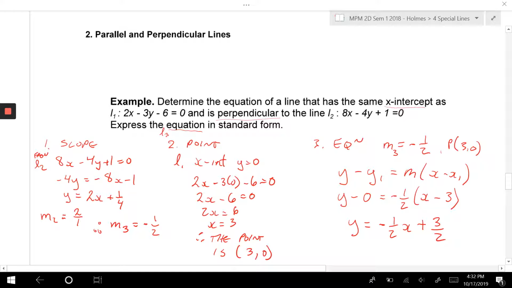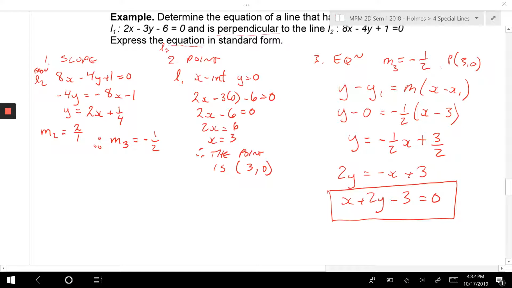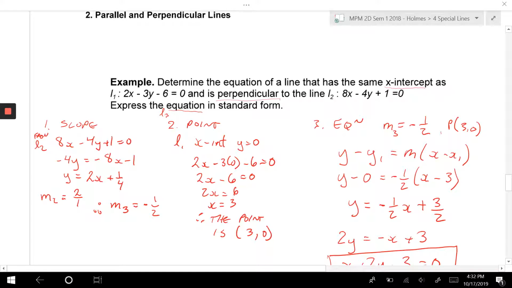So I think I might be done, but I need to read the question again. Express the equation in standard form. So I need to get rid of my fractions. I multiply everything through by 2 to get rid of my fractions. It becomes 2y = -x + 3. Add x to both sides. x + 2y. Subtract the 3 from both sides. Equals 0. So this becomes the equation in standard form that is perpendicular to line 2, perpendicular to this line, and passes through the same x-intercept as line 1.